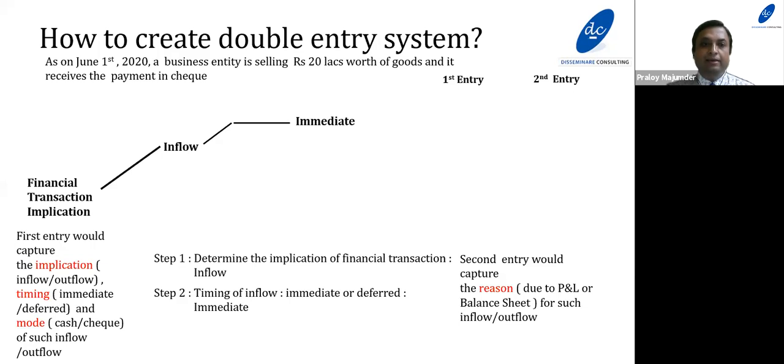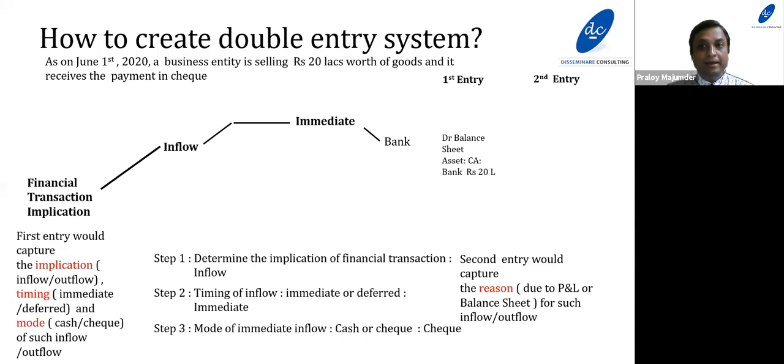So the first entry is an inflow, immediate. Mode of immediate inflow in the form of a check. If the mode of inflow is in the form of a check, then the first entry would be debit, balance sheet, asset, current assets, bank. In the previous case, it was debit, balance sheet, asset, current assets, cash. Here it is debit, balance sheet, asset, current assets, bank, rupees 20 lakhs. Second entry would be credit, profit and loss, income, sales, rupees 20 lakhs.